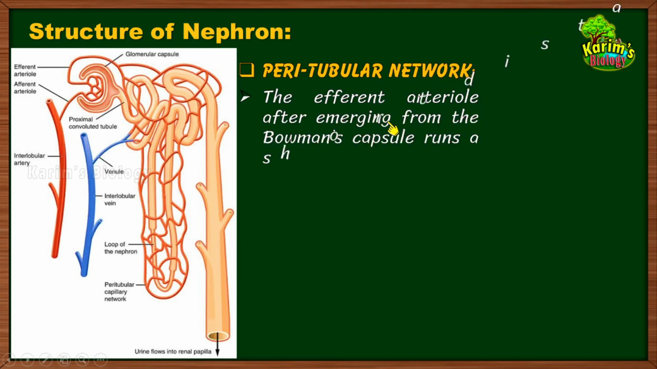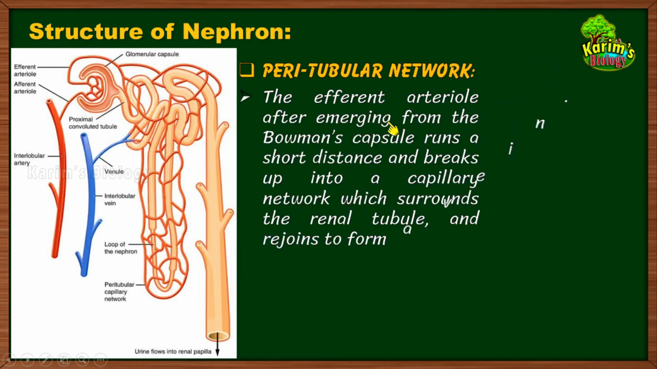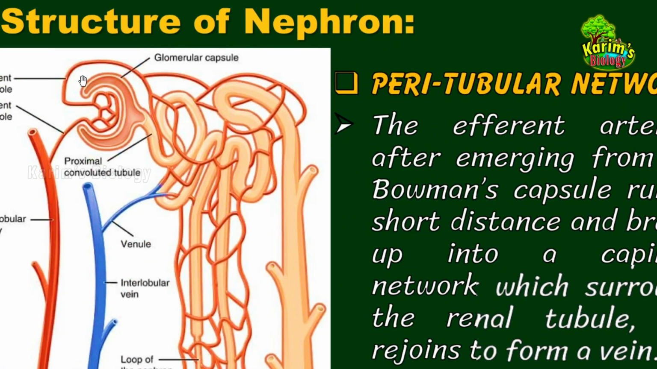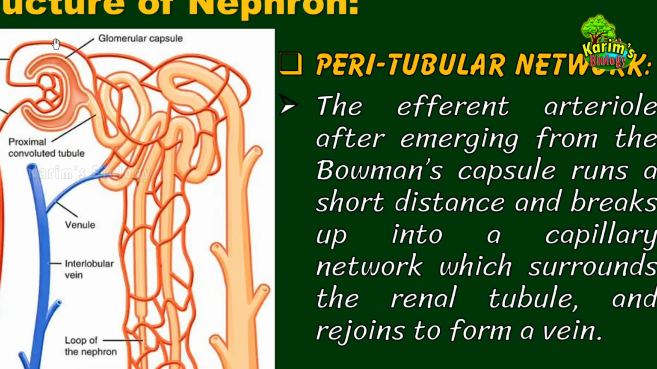Now let us talk about the next part, which is equally important, called peritubular network. Do you remember efferent arteriole? I have told you that, no? This is the afferent arteriole entering into Bowman's capsule, forming the capillary networks. These capillaries are again fusing together to form an arteriole that is coming out of the Bowman's capsule. This is called efferent arteriole, right? This efferent arteriole, after emerging from the Bowman's capsule, is running a short distance.